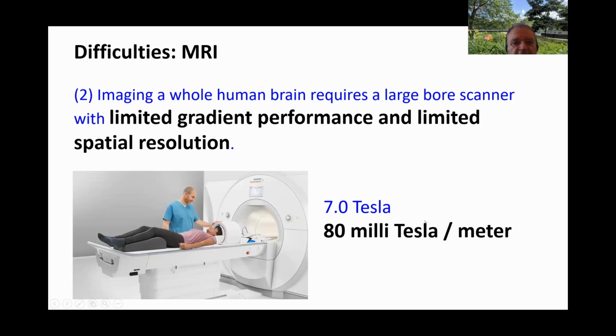In terms of MRI, imaging a whole human brain, and I'm talking even ex-vivo, requires a large bore scanner with limited gradient performance and limited spatial resolution. For example, even a 7 Tesla Terra, the most advanced 7 Tesla scanner, still has an 80 millitesla per meter gradient system that limits the resolution.